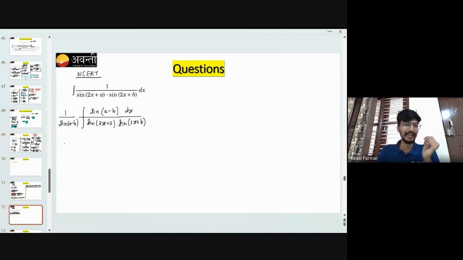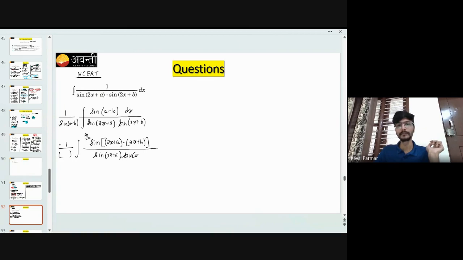Now, see how smartly I arrange the angle of the denominator in the numerator. I'm not writing the rest again and again. So a minus b I can write as (2x plus a) minus (2x plus b). This is the most important step here, upon sin(2x plus a) into sin(2x plus b) dx.